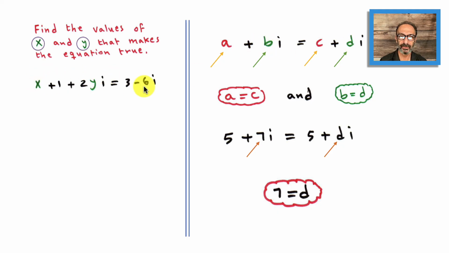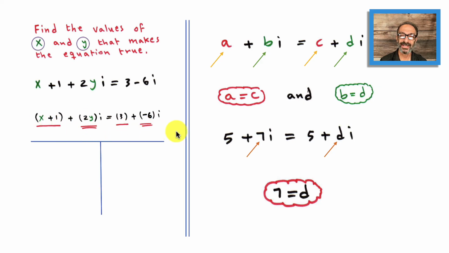Here it's not fully clear, so let me clear it for you. My understanding is that x plus 1 doesn't have i's, so that's the real part. That's the imaginary part, 2 lines, as you can see, underlined. And this right here, the real part is 3. The minus 6i is what I'm looking at, the imaginary part. So with that in mind, we could say that the real part should equal the real part. That's x plus 1 equals 3. And the imaginary part should equal the imaginary part. 2y equals negative 6.